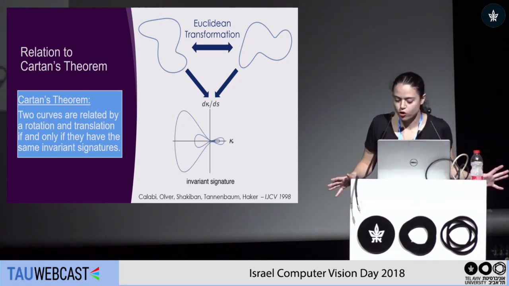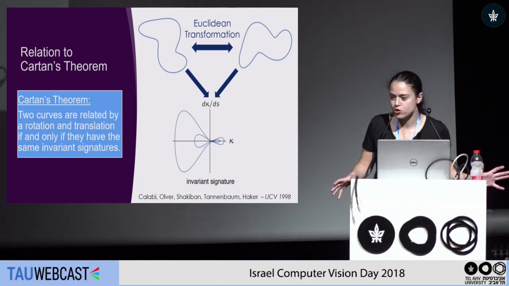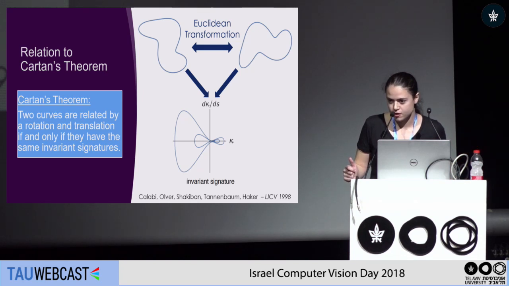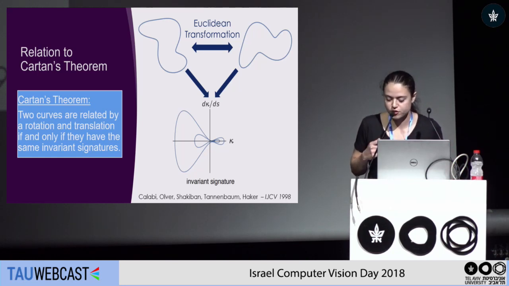Cartan's theorem states the following. If two planar curves are related to each other by Euclidean transformation, namely by rotation and translation, it means that they share the same invariant signature which appears at the bottom. They have this same functional dependency between the derivative of the curvature and the curvature itself. And Cartan's theorem states that if we know that for two curves the signature is the same, they must relate to each other by Euclidean transformation.